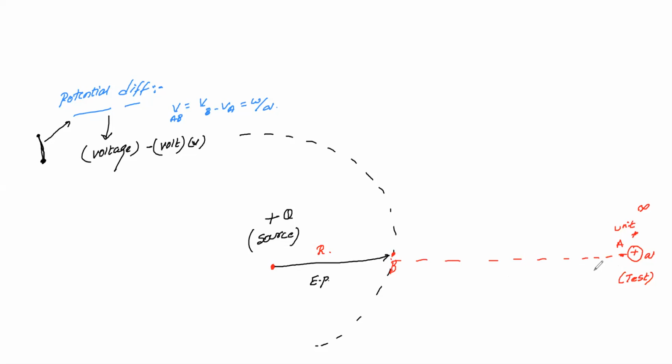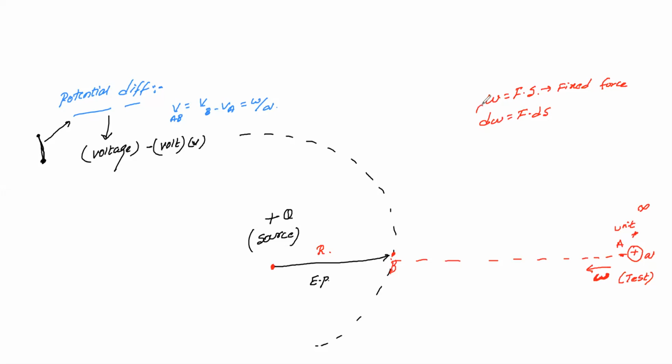When I'm bringing this positive charge, I have to do some work against the force. If you remember from class 11th, work done is equal to force into displacement. This is for a fixed force. When we discuss a variable force, the displacement changes step by step, so there will be small segments of work. dW is equal to F into ds.